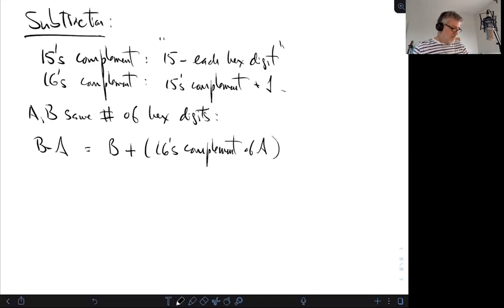of A, and then remove. You're going to get a leading 1, which is not supposed to be there. Remove a leading 1. Okay, so it's always exactly the same recipe.